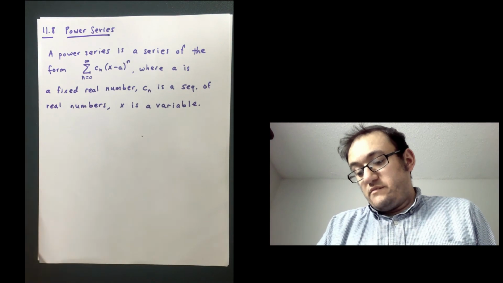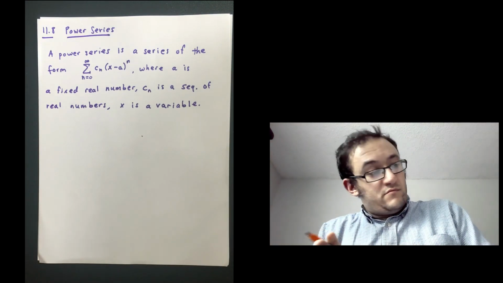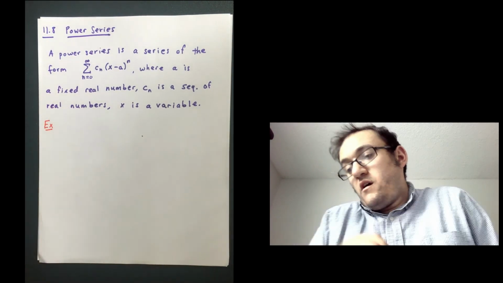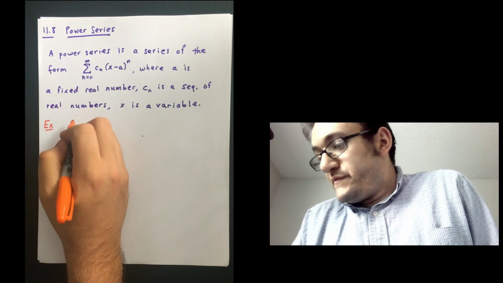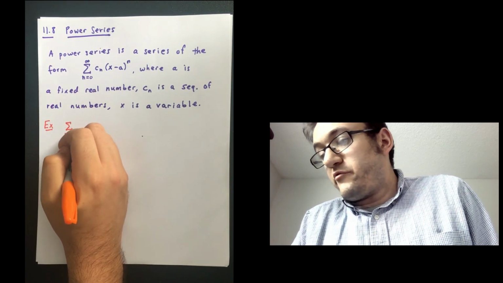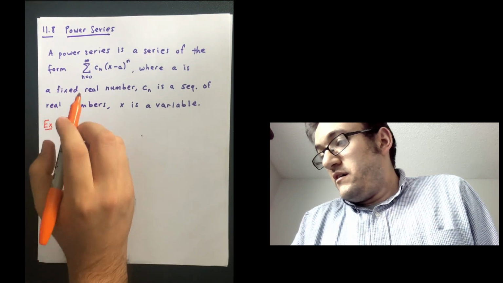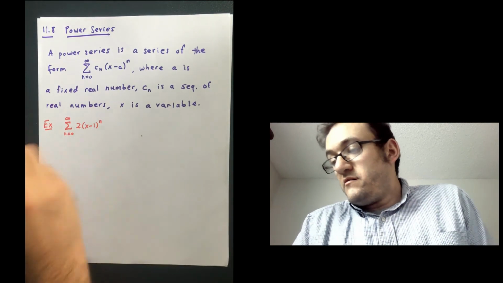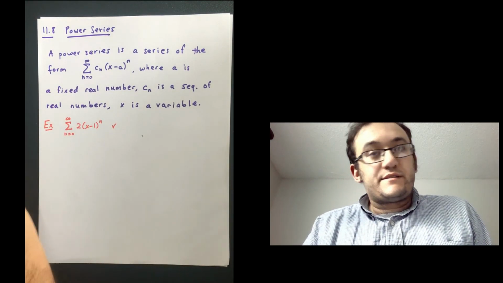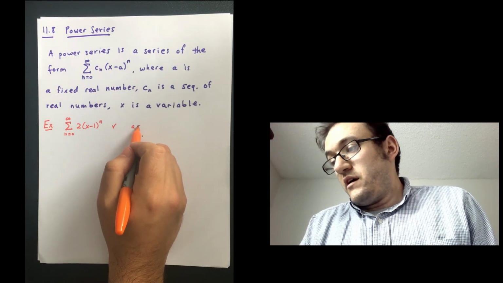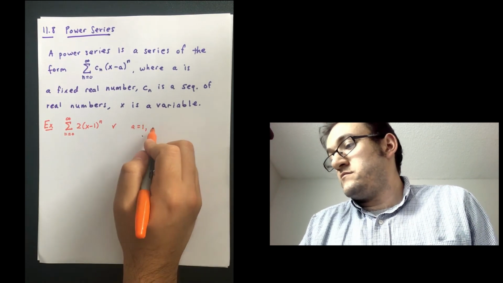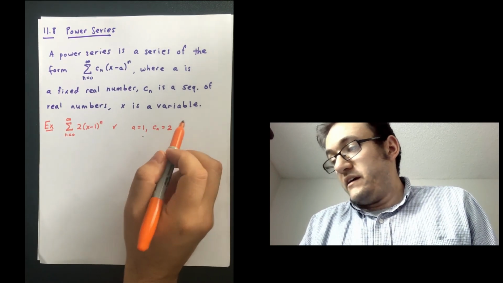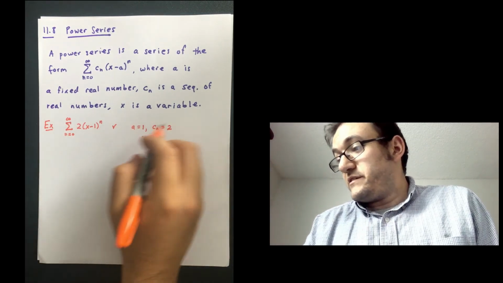Okay, so let's look at some examples. Something like the sum from n equals 0 to infinity of 2 times (x minus 1) to the n, this is a power series, right? We have a equals 1, c sub n equals the constant sequence 2, and x is our variable. So this is a power series.